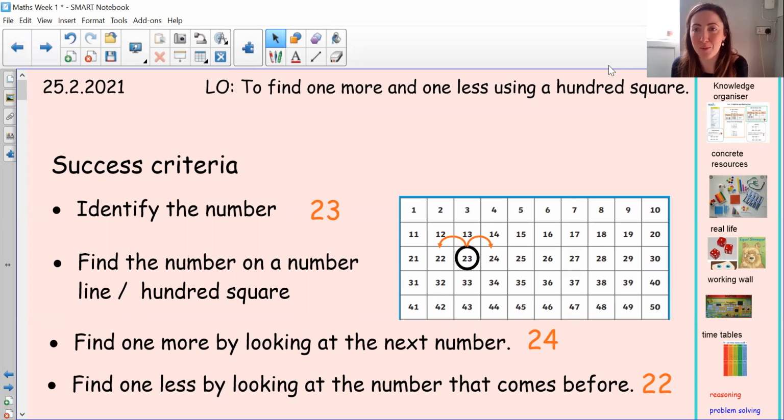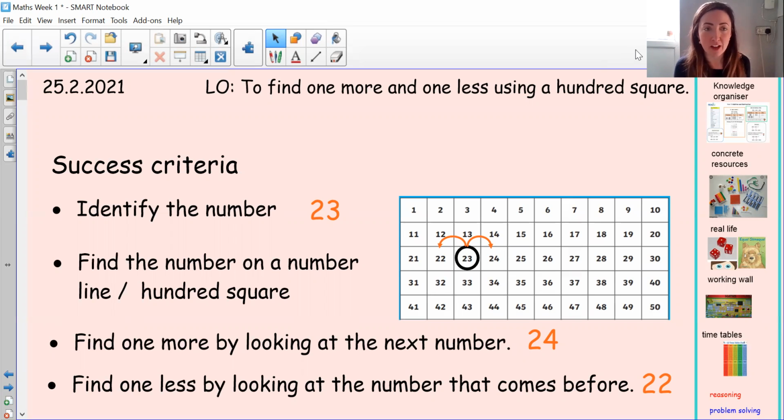So yesterday we were looking at representing numbers to 50 and finding one more and one less using our concrete resources. Today we're moving on to using 100 square. So we're learning to find one more and one less using 100 square today.